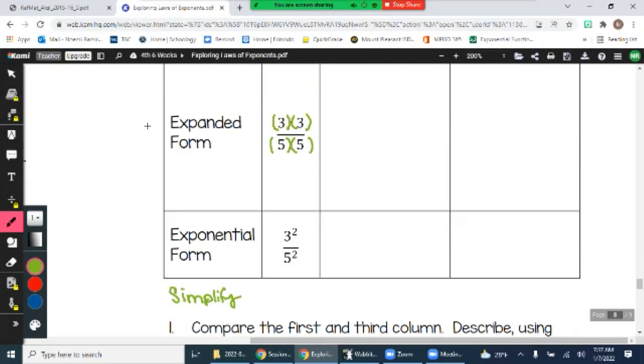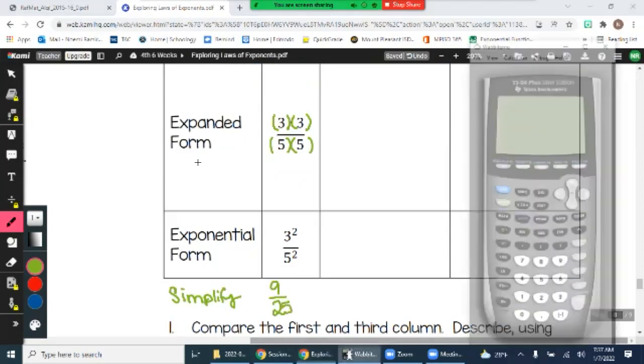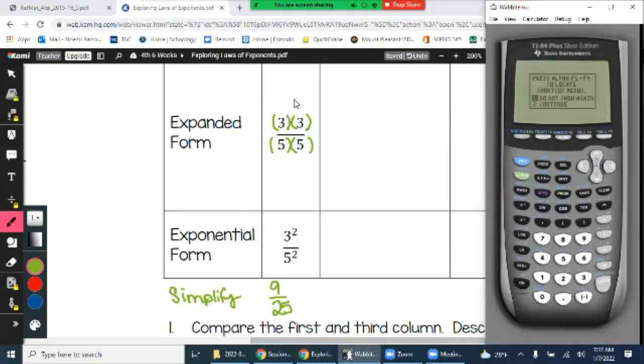Simplify. 3 squared, we know 3 squared means 3 times 3, which is 9, and 5 squared, 25. Always simplify if possible. So when I type it into my alpha y equals, 9 over 25, nothing changes. So this is the simplest form right there.